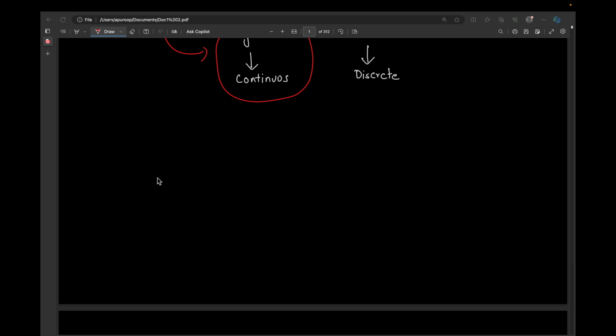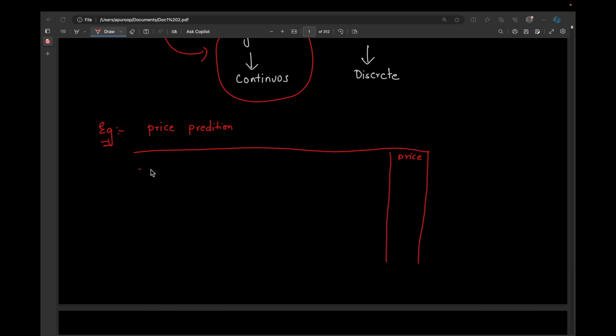So let's take one simple example of a regression problem and see how to approach it with linear regression. Let's take a simple example of price prediction. If you remember, the first step in the machine learning process is data collection, right? Let's suppose we don't have any data available on some website. So we have to collect the data. In the data collection part, the price will be our output.